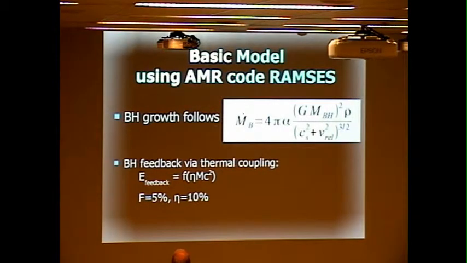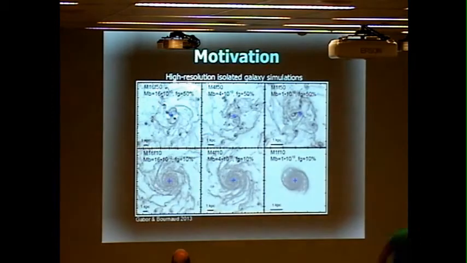To start with, I'm not really going to discuss details of the simulation model. All the simulations I'll talk about are done with the adaptive mesh refinement code RAMSES, and it uses a fairly typical model for black holes. So we have a sort of Bondi-like accretion and purely thermal feedback. It's isotropic, what's often used in a lot of these cosmological simulations.